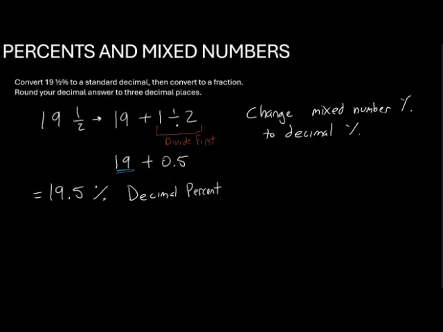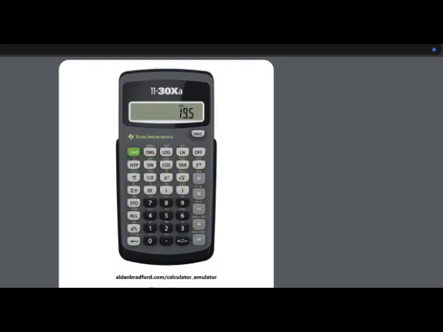To change this now to a standard decimal, remember that percent means divide by 100. When we do that operation, we'll get our standard decimal. Let's now go back to the calculator and take the 19.5 and divide by 100. When we enter divide 100 into the calculator and press enter, we get 0.195 for our standard decimal.